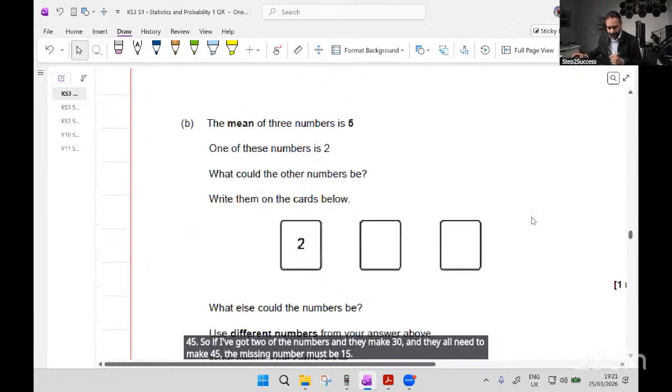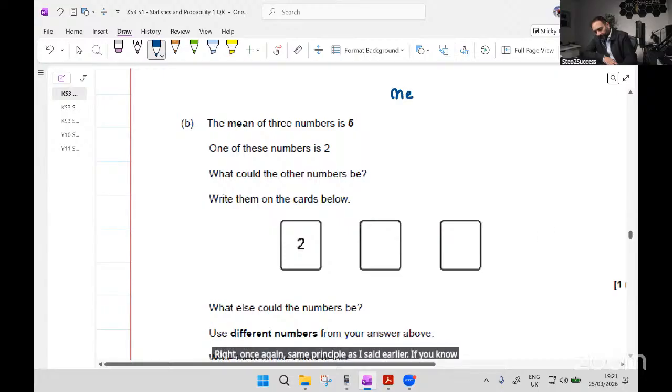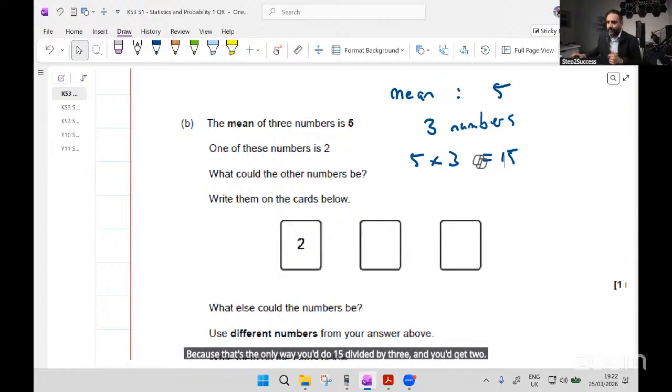Question 11, that's A is quite easy. 11B. Right, once again, same principle as I said earlier. If you know the mean and you know how many numbers there are, so the mean is 5 and there's three numbers, you know that they must add up to 15, because that's the only way you'd do 15 divided by 3 and you'd get to 5.